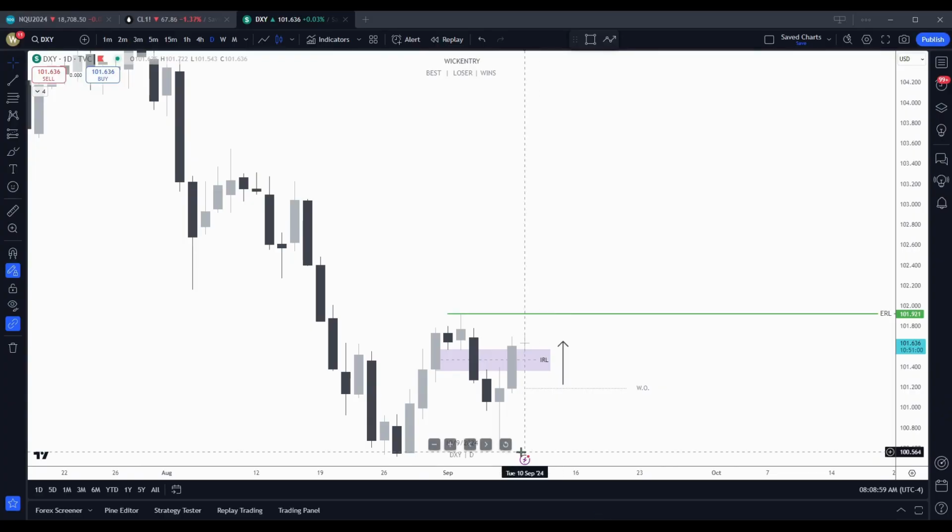All right, so DXY is bullish. Let me take a screenshot of this. See how quickly I could run through this bias.